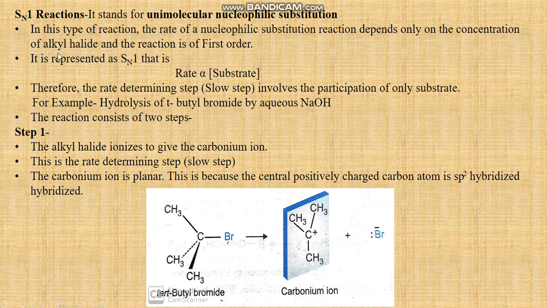The example of an SN1 reaction is hydrolysis of tertiary butyl bromide by aqueous NaOH. This reaction consists of two steps. Step 1 involves the formation of a carbonium ion, and step 2 involves the attack of a nucleophile on the formed carbonium ion to get the final product. The alkyl halide ionizes to give the carbonium ion. This is the rate determining step, which is a slow step. The formed carbonium ion is planar, because the central positively charged carbon atom is sp2 hybridized.